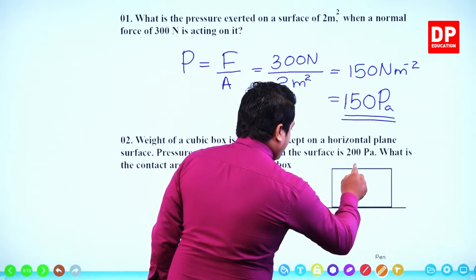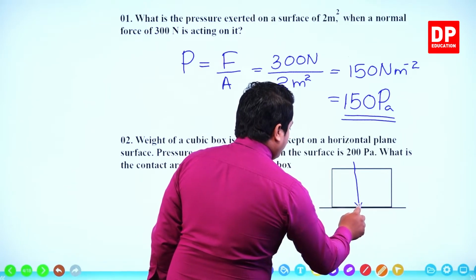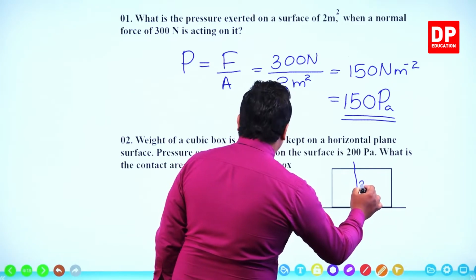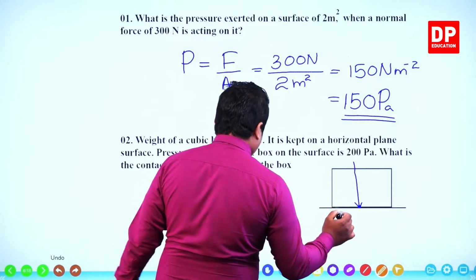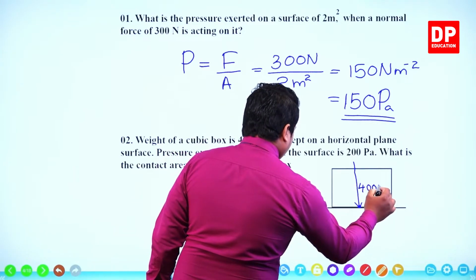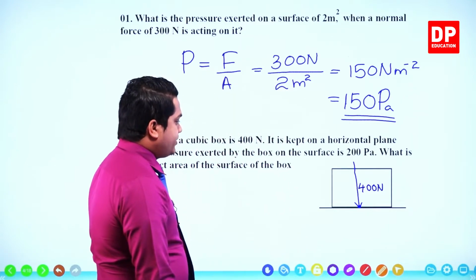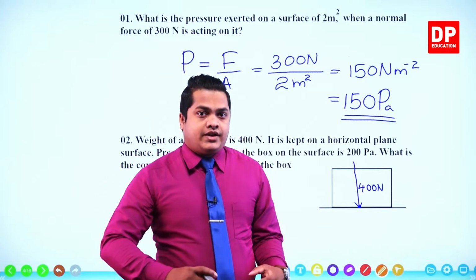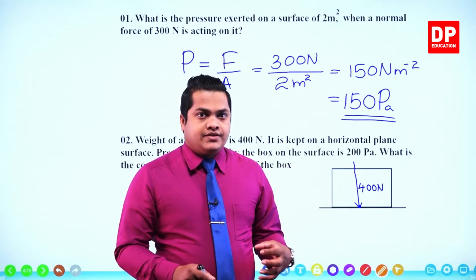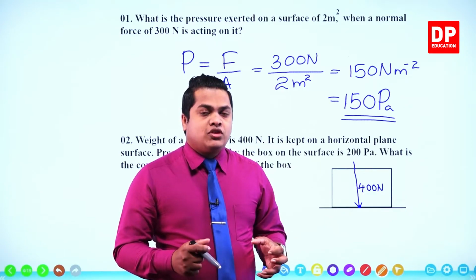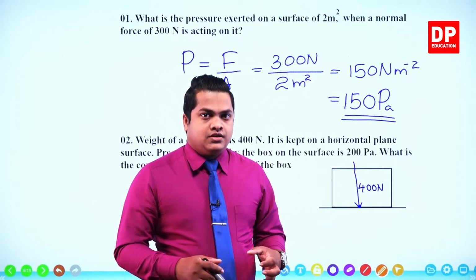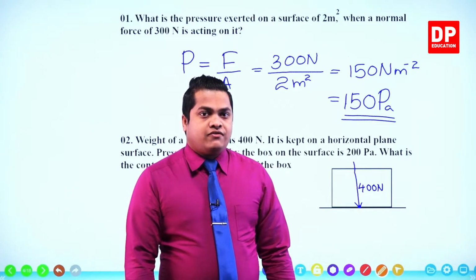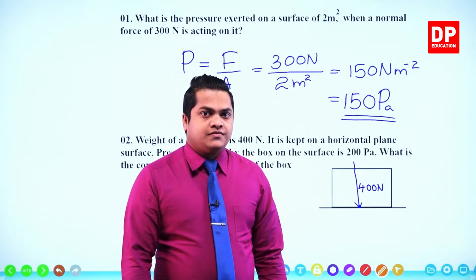Now it is saying that it is going to exert a force due to the weight of the object. It is exerting a force of 400 newtons. That's the weight of the object, right? You know that each and every object has a certain weight. Weight is the gravitational pull given out by the earth. Therefore each and every object is pulled towards the earth by a certain force. That force is what is referred to as the weight of the object.